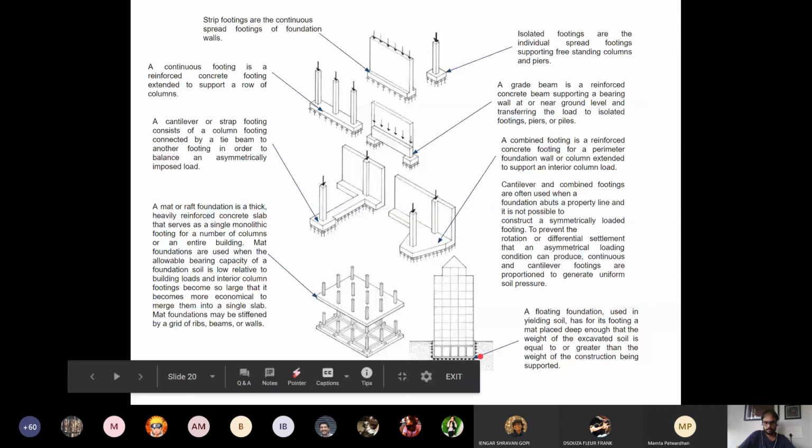See, look at this slide. See where the pointer is. I'll read out. A floating foundation is used in yielding soil, has for its footing a mat placed deep enough that the weight of excavated soil is equal or greater than the weight of construction being supported. So I have removed a certain mass of soil, and I can only put in that much amount of mass to support it.